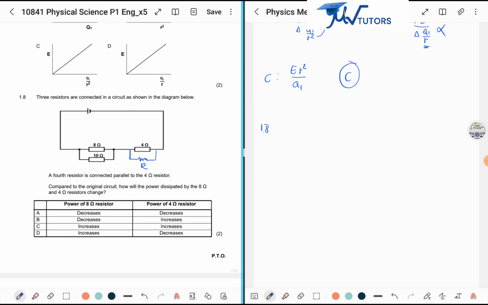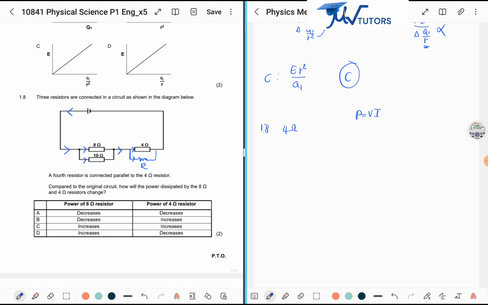Now it says, compared to the original circuit, how will the power dissipated by the 8 ohm and the 4 ohm resistors change? Remember, we have a certain current, right? That current divides once it gets here, and then it goes back to normal again. Now, beforehand, we had a higher current going through the 4 ohm resistor. So with an addition of another resistor, the current now has to divide again. So the power for the 4 ohm resistor would have to reduce. Remember, power is equal to voltage times current.